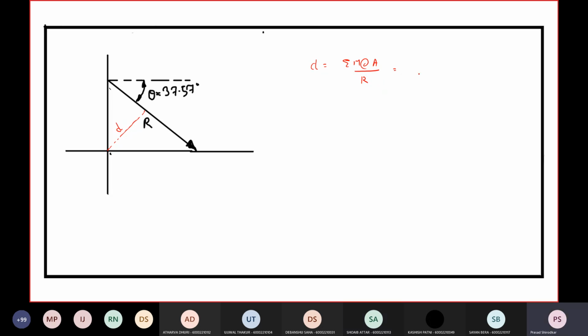You already know the value of R. You already know the summation of M about A. Calculate R. So I'm just marking the value. This is 4.4 meters and this is 3.38 meters.